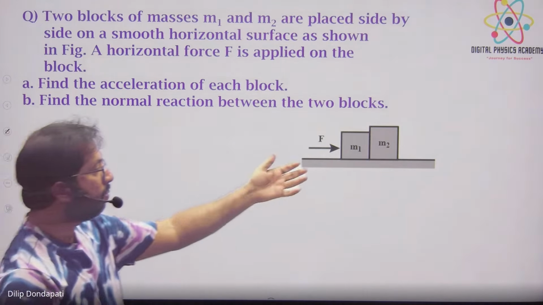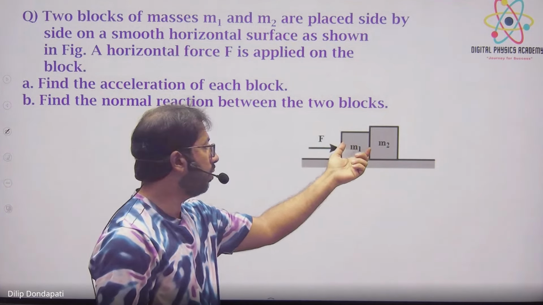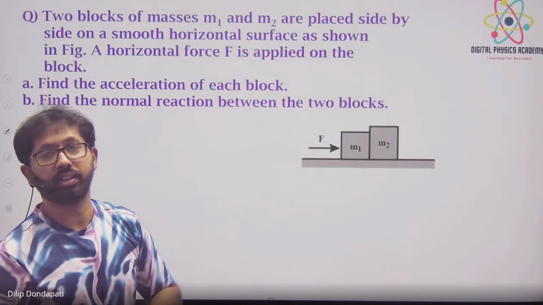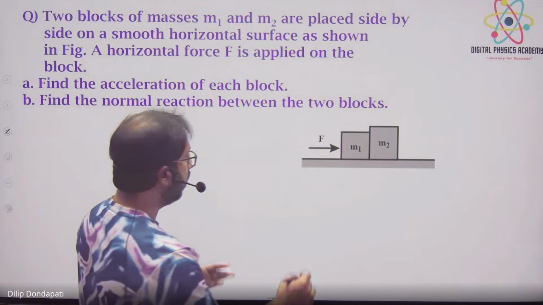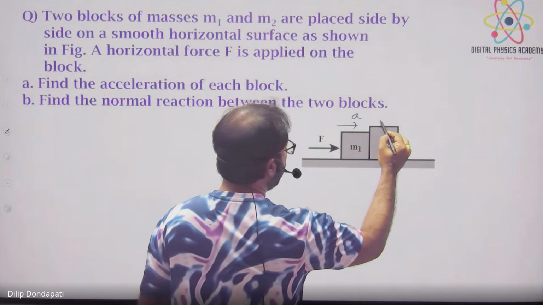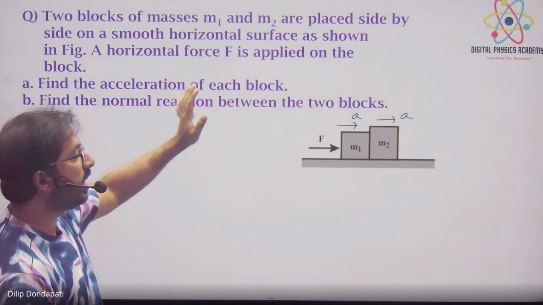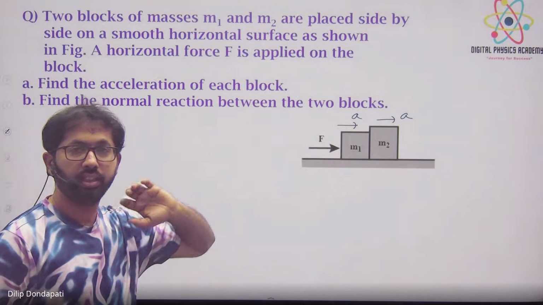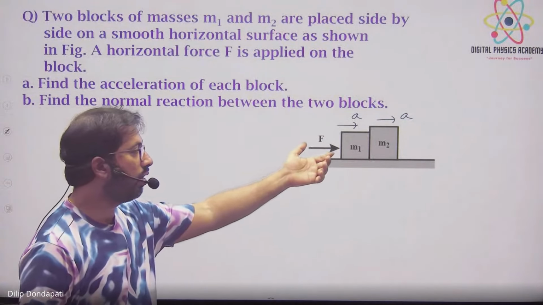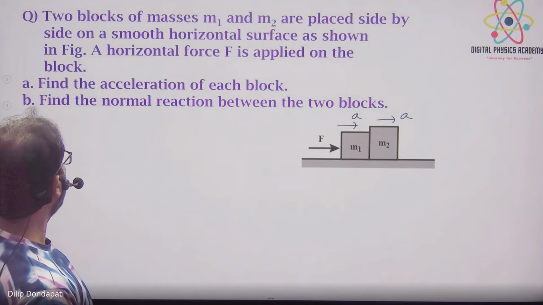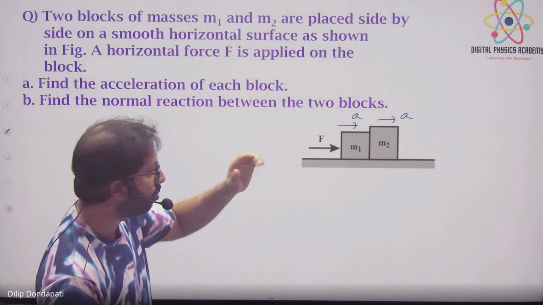See, whenever the blocks are in contact and you apply a force, both will have the same acceleration. Remember, both will have the same acceleration. So we have to apply a for either. Now he is asking to find the acceleration of each block. Each block's acceleration. Meaning if we find a, that is enough. So draw the free body diagram for each and solve. Won't it just be F by m1 plus m2? Yeah, that we will see. First draw the free body diagram, then we will see. Okay, acceleration of each block and find the normal reaction between the two blocks.